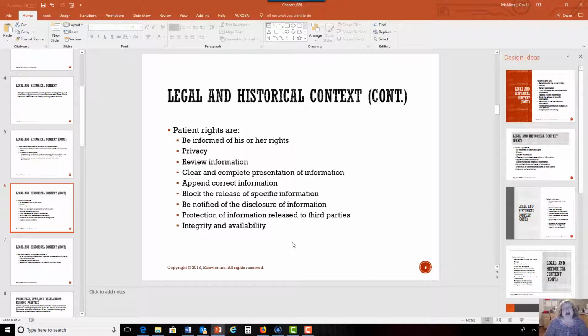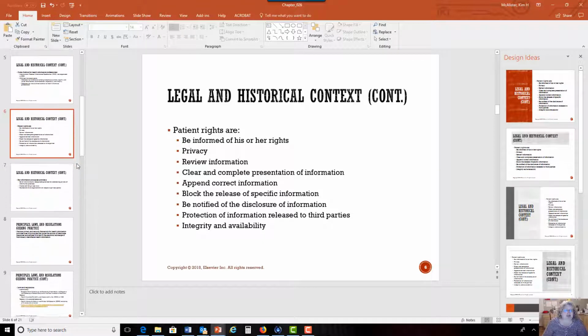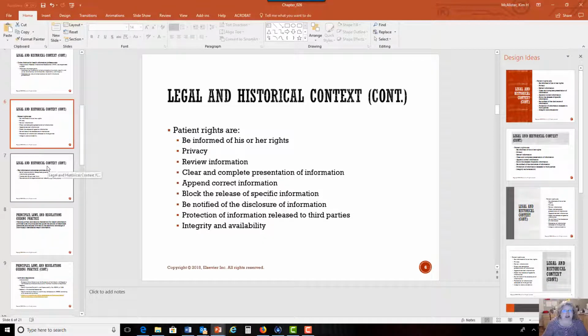They can block the release of information. Generally, when patients are admitted, they're given a form and it has different check marks where you can say, I don't want this disclosed or that disclosed. Be sure that you read that and know what you can and what you can't disclose. They also have the right to protection for third-party release, and also for the integrity and the availability of the information.